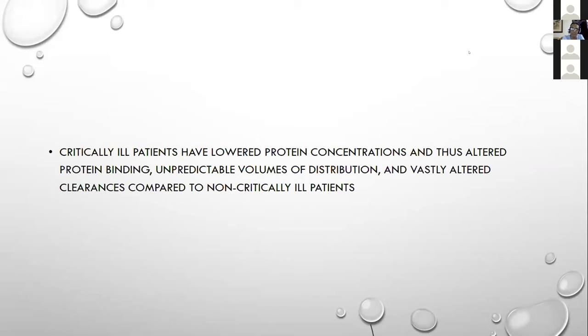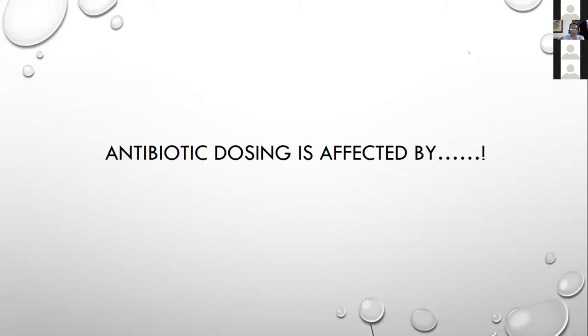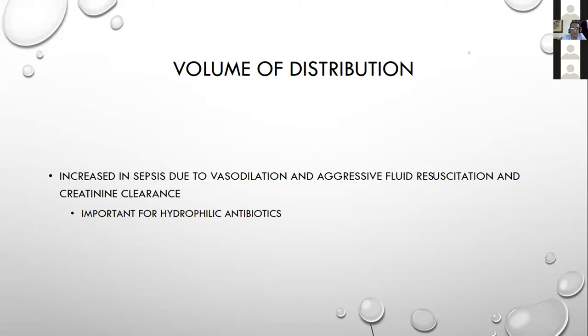They're vasodilated. So the volume of distribution is extremely, extremely high. And they also have vastly altered clearance compared to non-critically ill patients, which is what I'm alluding to: the augmented renal clearance, and I'll allude to that later on. So, as you all know, antibiotic dosing is affected by volume of distribution, which I've already talked about. So in patients with sepsis, you have vasodilatation, and they have been given aggressive fluid resuscitation.